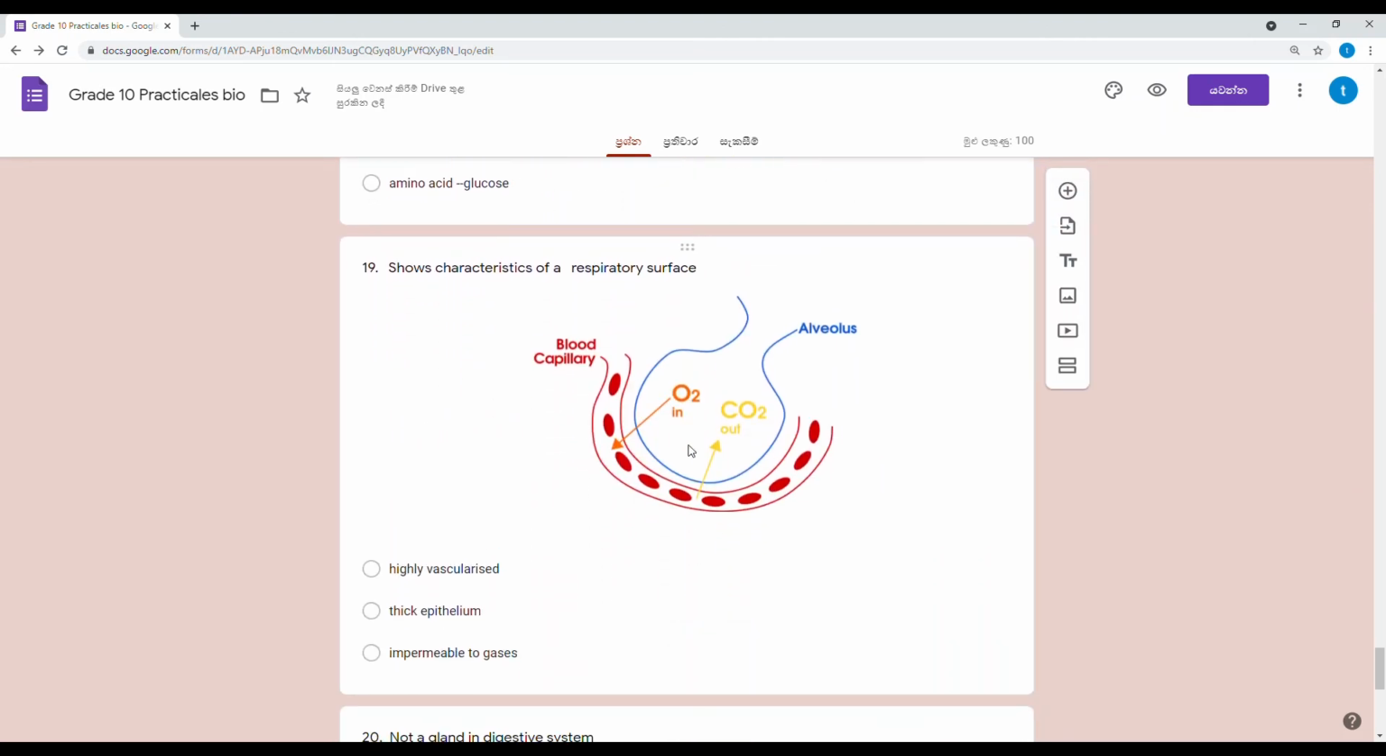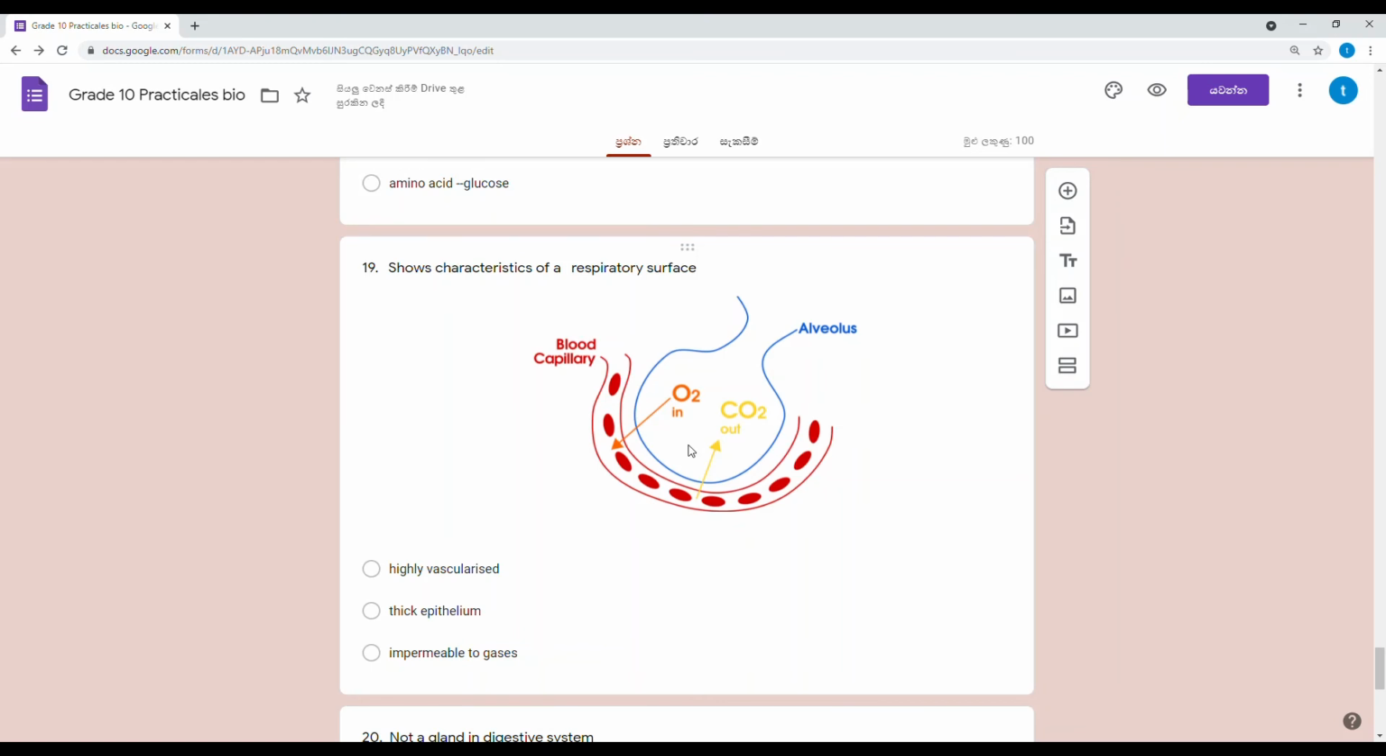And number 19, what's number 19 here? By looking at this, you can get an idea about the whole respiratory system, the functions and the special characteristics of any respiratory surface. Any respiratory surface should be highly vascularized, with a thin wall for diffusion, and it should be permeable to gases. Likewise, these things are very favorable for a respiratory surface.